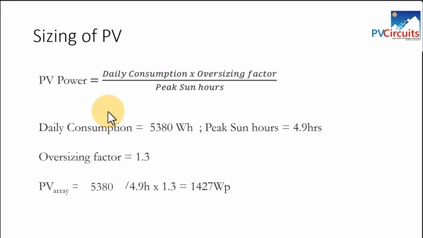So we move forward and see that for us to be able to size the PV, we have our daily consumption, which we got from that table before, 5380 watt hours. Then the peak sun hours now is 4.9 hours. Then we have this oversizing factor, which of course is between the AC and the DC side. So we have to make the PV larger by 1.3, and then we get, at this point, the size of the PV should be 1427 watts.